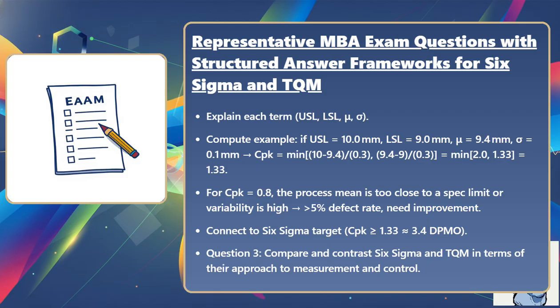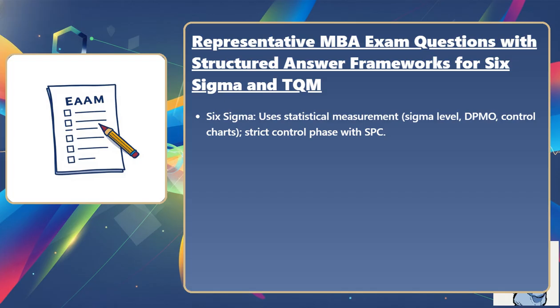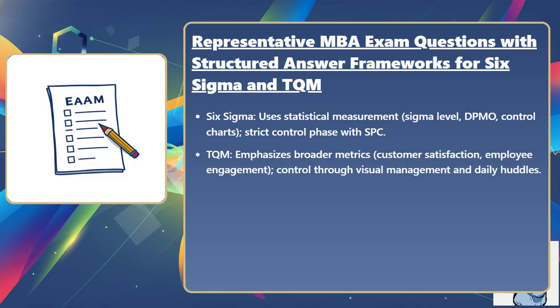Question 3: compare and contrast Six Sigma and total quality management in terms of their approach to measurement and control. Six Sigma uses statistical measurements such as sigma level, DPMO, control charts, strict control phase with statistical process control. Total quality management emphasizes broader metrics such as customer satisfaction, employee engagement, control through visual management and daily huddles.